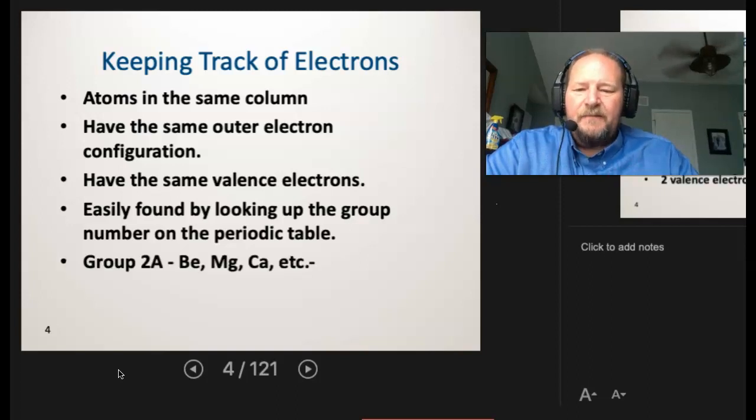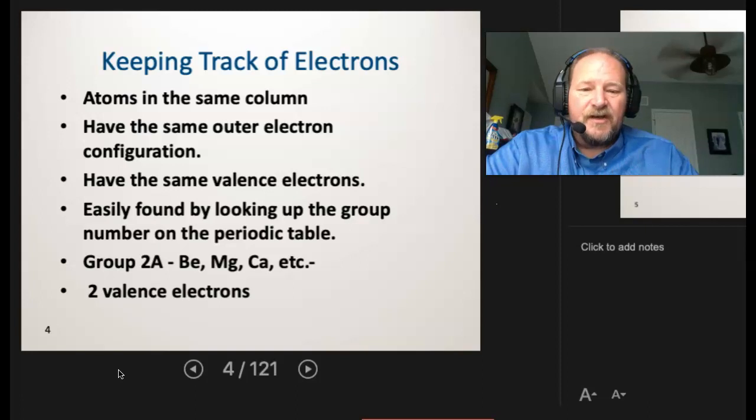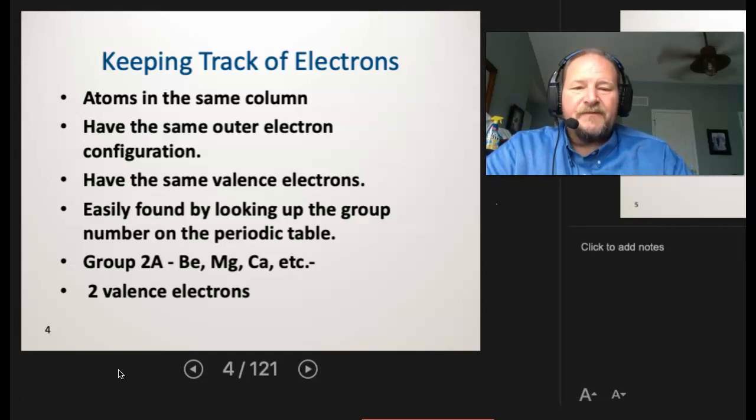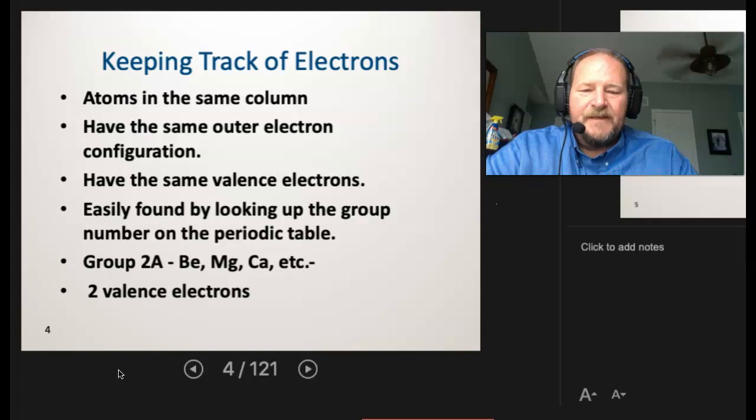Group 2A, beryllium, magnesium, calcium, doesn't matter which one it is, all of them, because they're in 2A, will have 2 valence electrons. That means that I'm looking at diagrams with no more than 8 electrons in them. So I don't care about the 1s2, 2s2, 2p6, 3s2, 3p6. All I care about are those last energy levels. What's in the third energy level? Well, it turns out that the group number tells me how many electrons are in that last level. Now remember, this is only for the A elements, so 1A through 8A. This does not work for transition metals or inner transition metals.